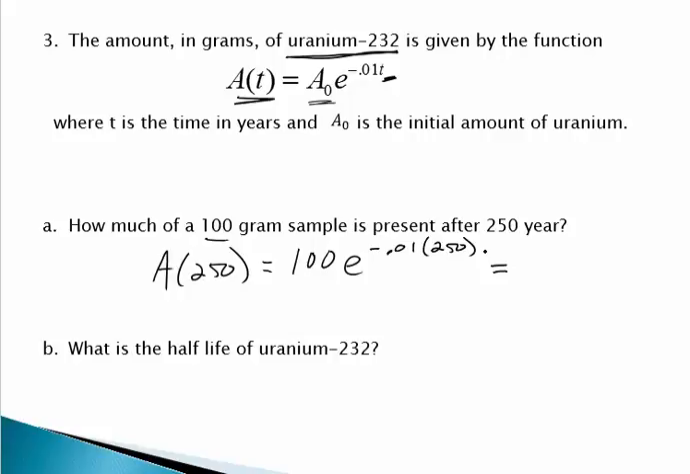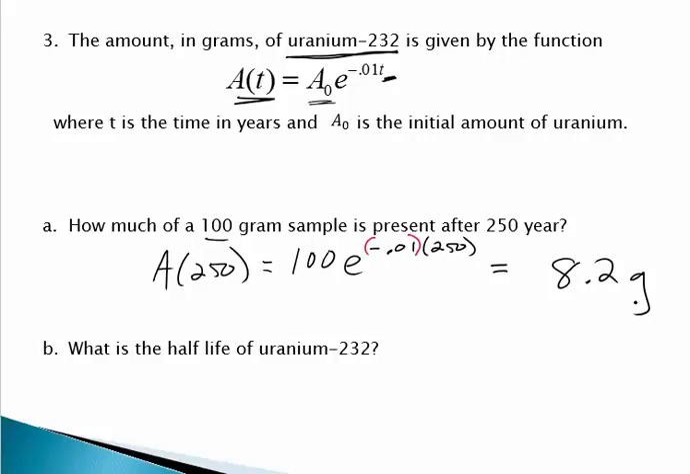All right, so you should know that the answer should be less than 100, right? Because of this negative exponent, if we were to look at the graph of this, it would be decreasing, right? Decay. So as time goes on, there's less grams. And if I plug that into my calculator after 250 years, starting with 100 grams, I should be reduced to about 8.2 grams.